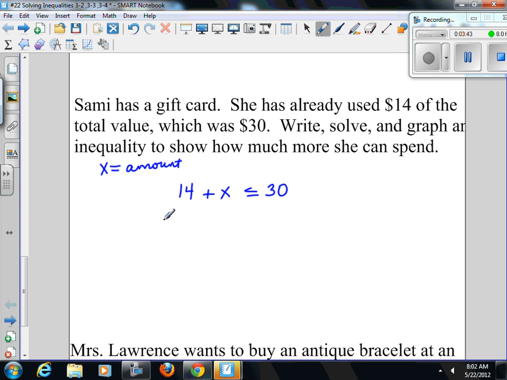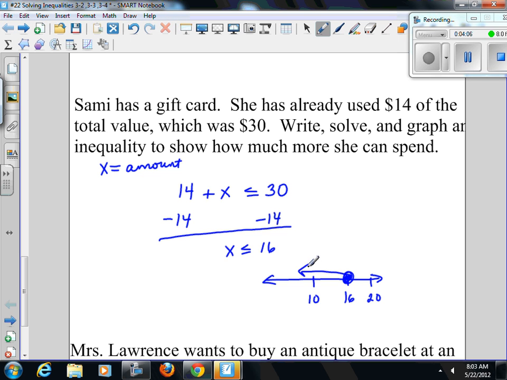So now we can go ahead and solve. We'll subtract 14 from each side, and X is less than or equal to 16. So here is our graph. Here's 10, here's 20, 16's right about here. We have a closed dot, then an arrow going to the left. So X is less than or equal to $16, remember. These were dollar amounts that we were talking about.